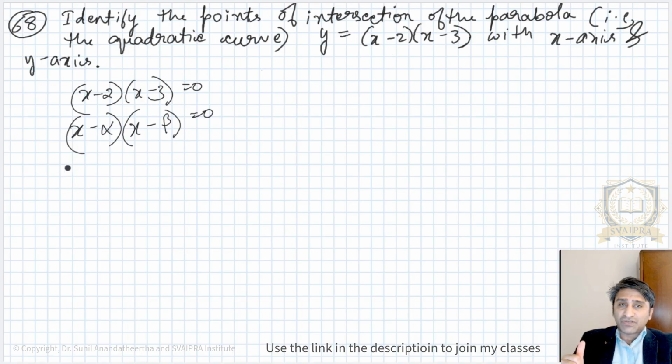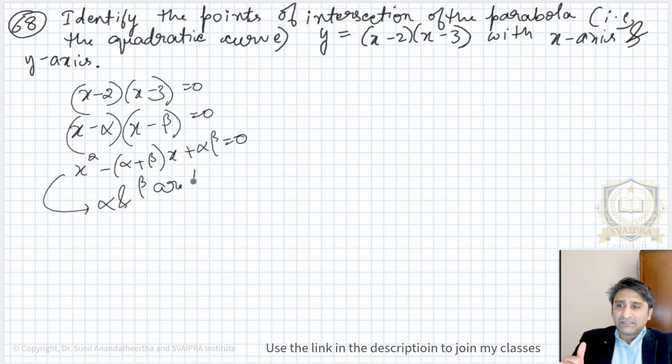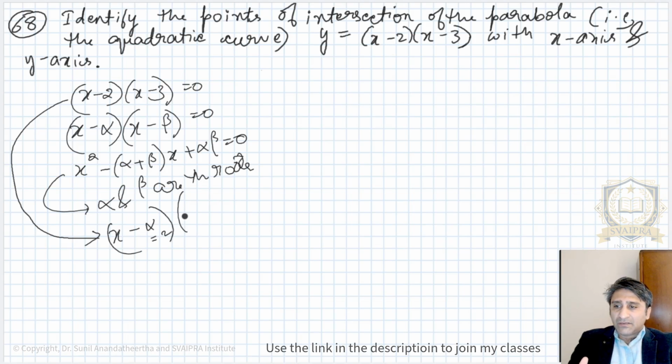Of which quadratic equation are they the roots? When I multiply this, you're going to get x squared minus alpha plus beta times x plus alpha beta equals 0. So in this case, alpha and beta are the roots. In a way, if I have a look at this now, which is nothing but x minus 2 and x minus 3 equals 0, therefore we already know the roots.